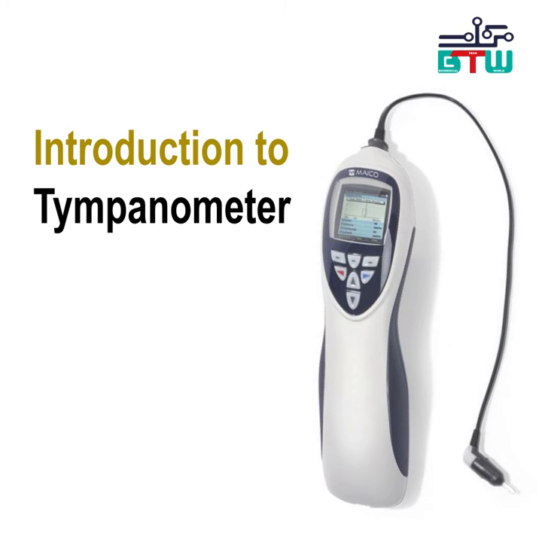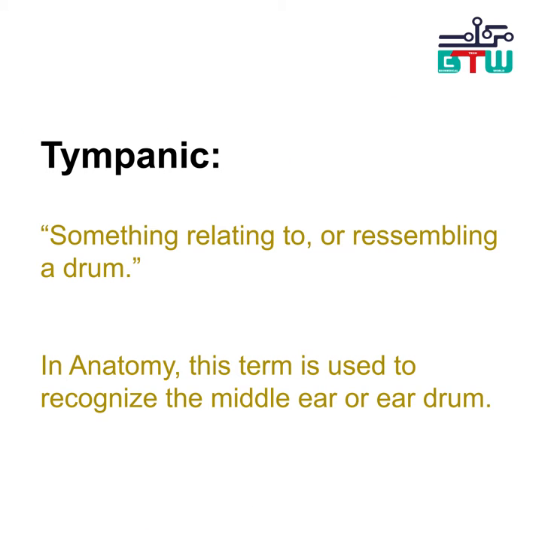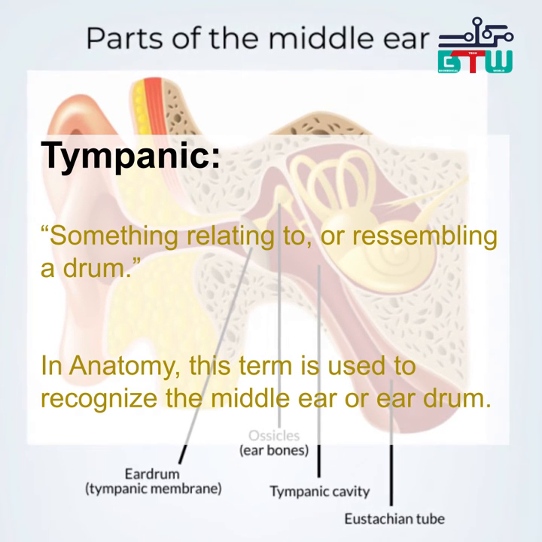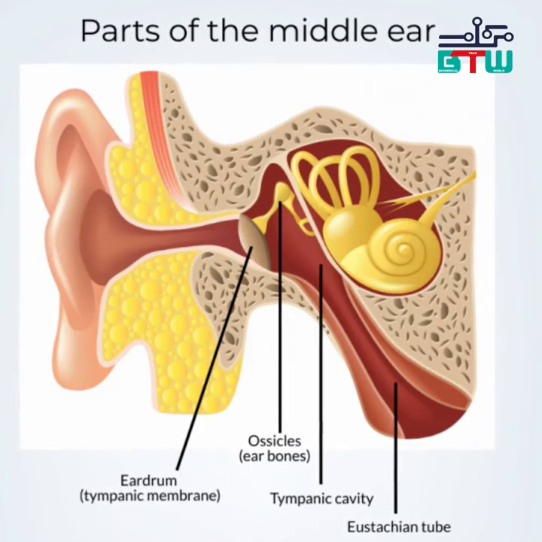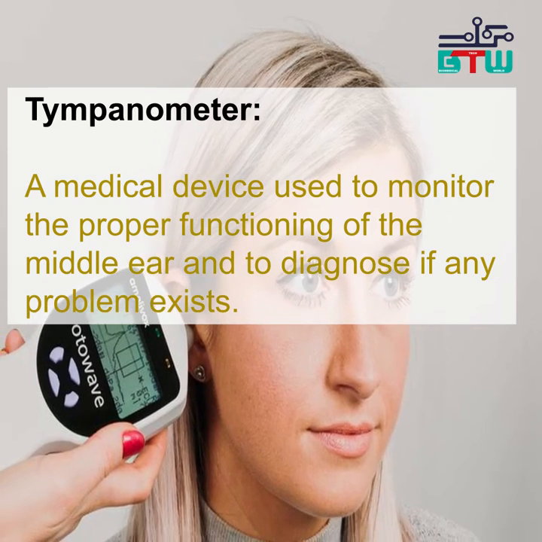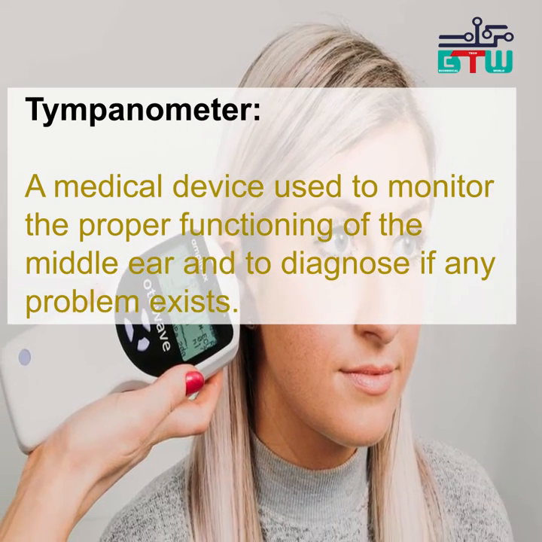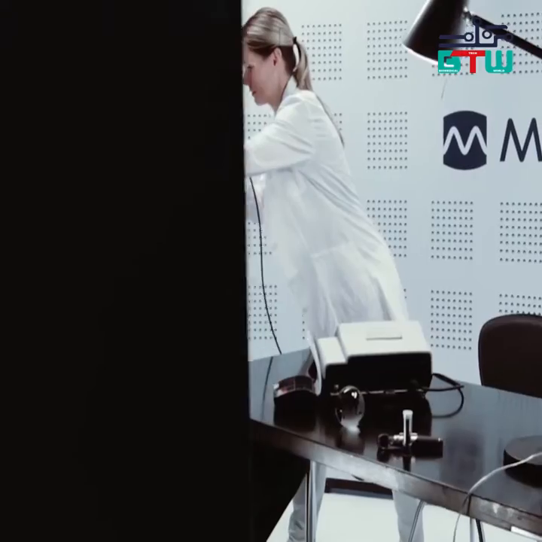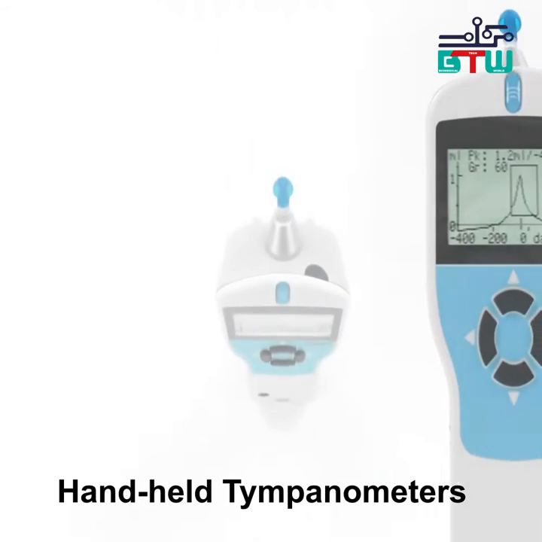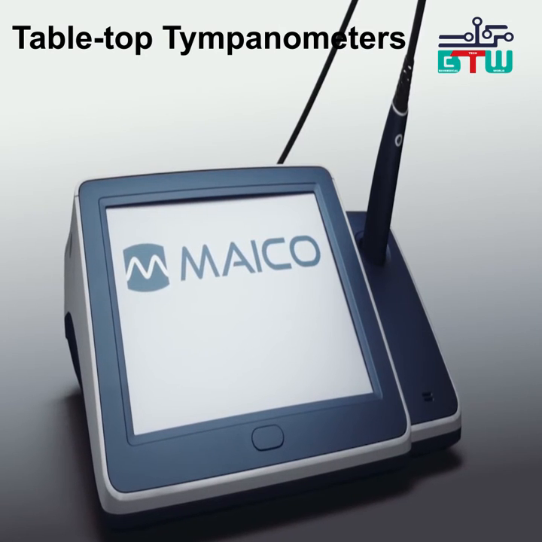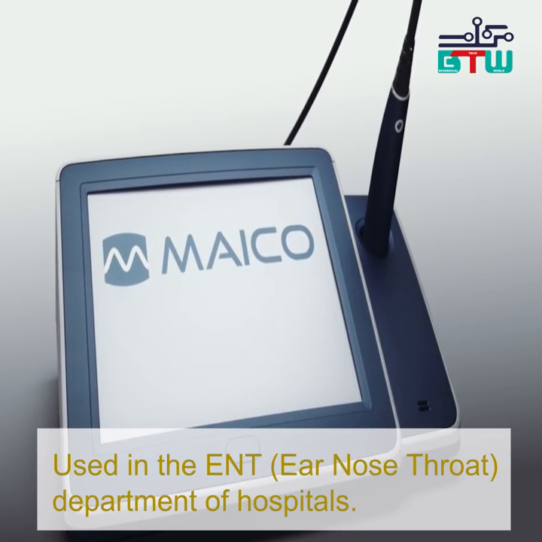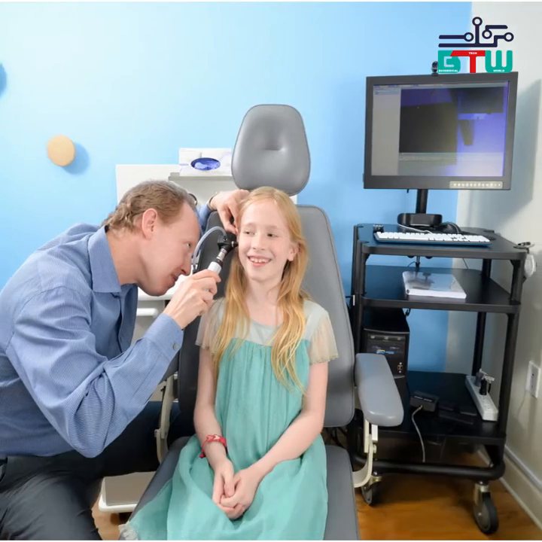The term tympanic means something relating to, or resembling a drum. In anatomy, this term is used to recognize the middle ear, or eardrum. The tympanometer is a medical device used to monitor the proper functioning of the middle ear, and to diagnose if any problem exists. The health practitioners can opt between handheld tympanometers, for mobile tympanometry, or tabletop tympanometer devices, for performing tests in their offices. This device is used in the ENT department of hospitals.